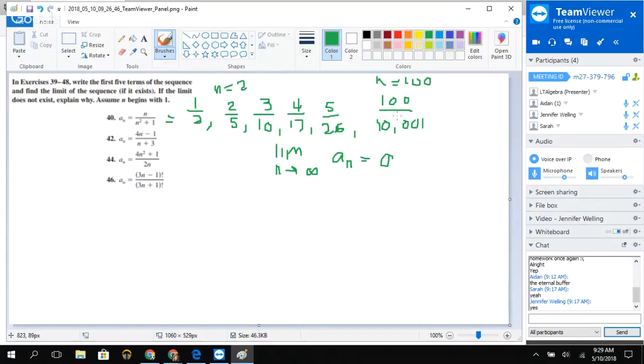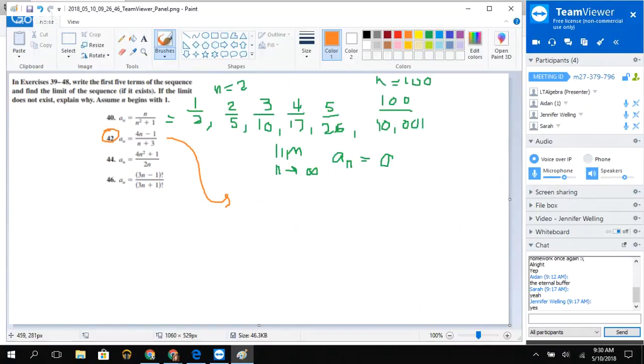Cool. All right. And you notice the same rules that I had up, right? The degree of the denominator and the degree of the numerator. So what about number 42? We have a sequence defined as 4n minus 1 over n plus 3. Before we even look at the sequence, you'll notice that the degree of the numerator and the denominator equal each other. Okay? So just keep that in mind.